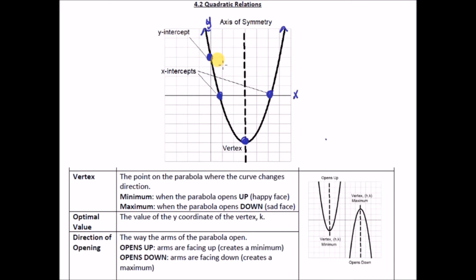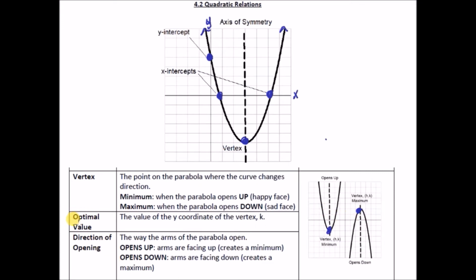All right, so now vertex. Actually, these three go together: vertex, optimal value, and direction of opening. That's why I just included one diagram here. So a vertex is the point on the parabola where the curve changes direction. So going down and then going up, or going up and then going down, okay? So it's going to be that changing point right here or here. So we're going to have a minimum when the parabola opens up, or if it's a happy face, right, the minimum. Or we're going to have a maximum if the parabola opens down, or if it's a sad face.